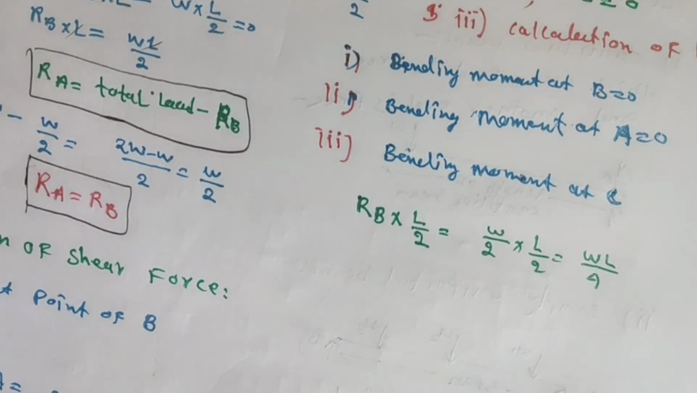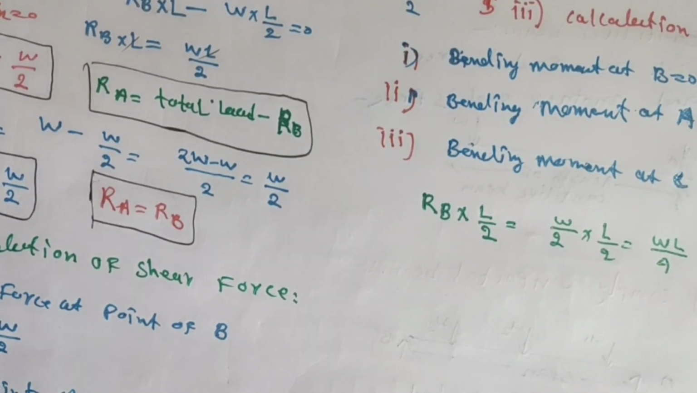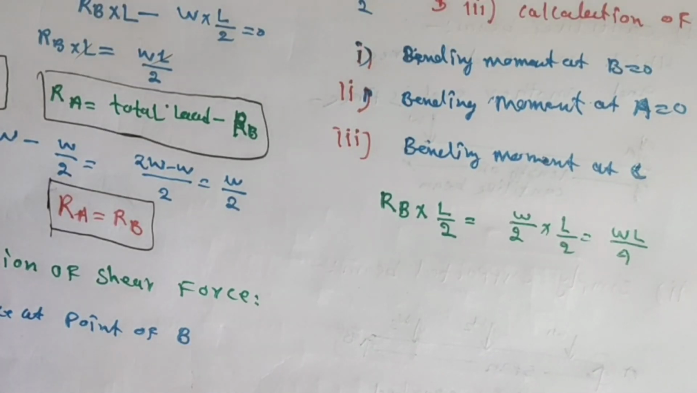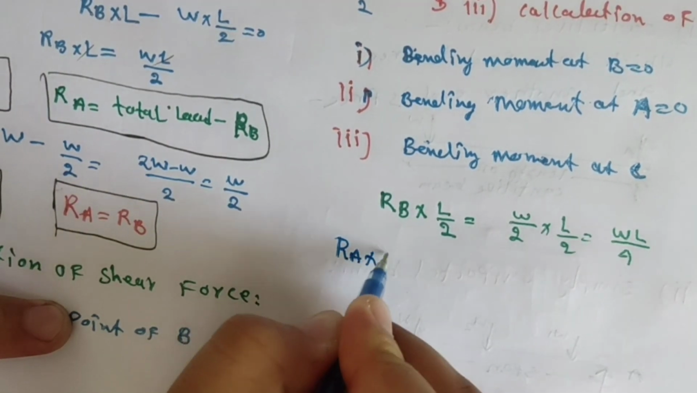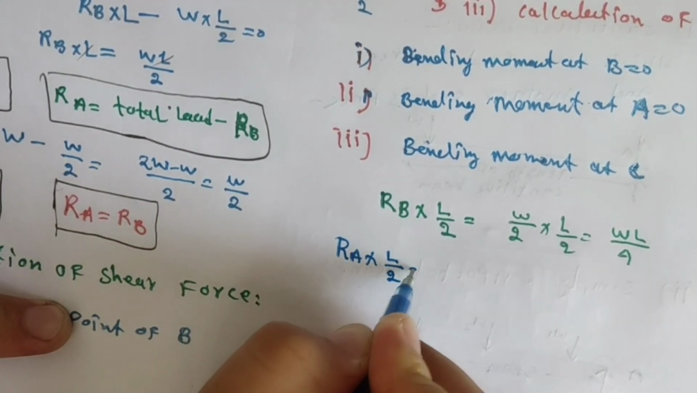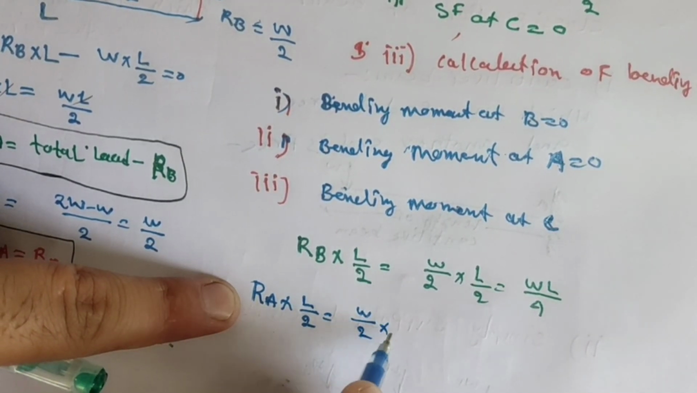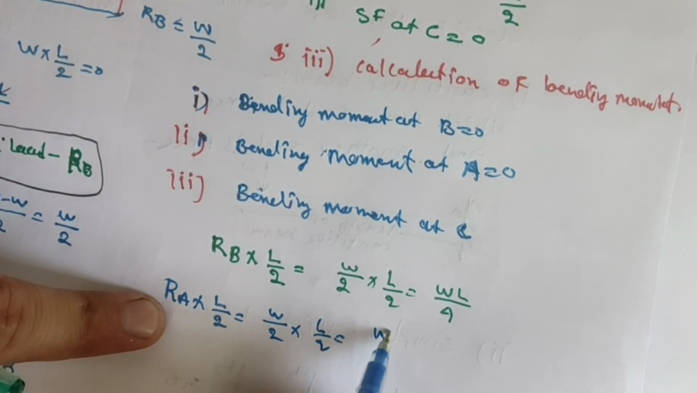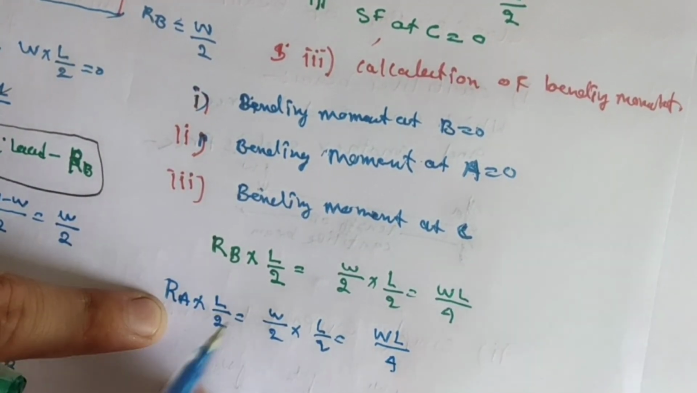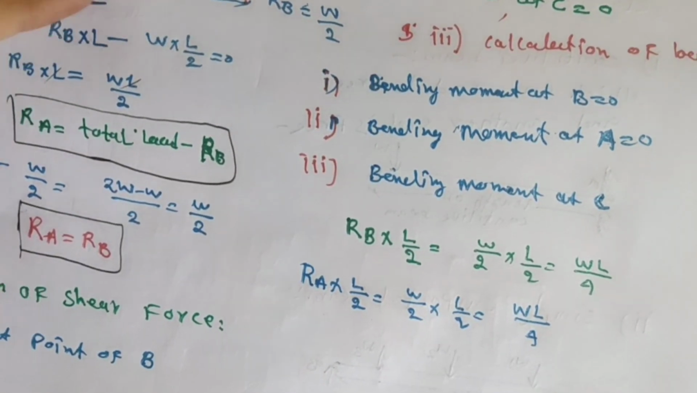That is what we found from the right side. Now from the left, RA into L by 2. RA we also substitute, W by 2 into L by 2, that is equal to WL by 4. Both are the same. The bending moment at that point is the same.